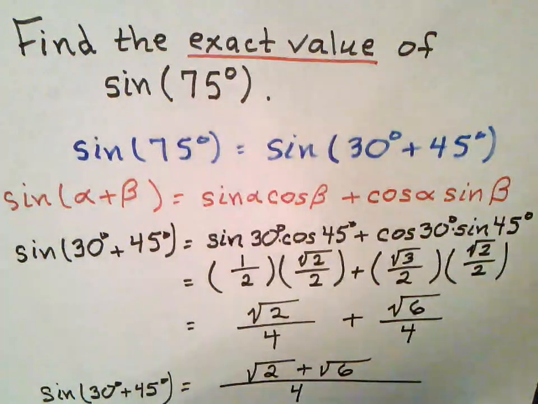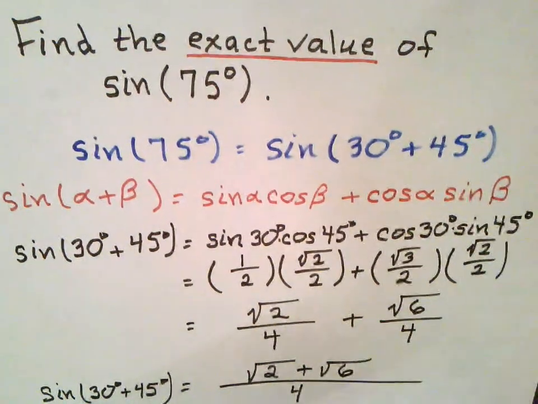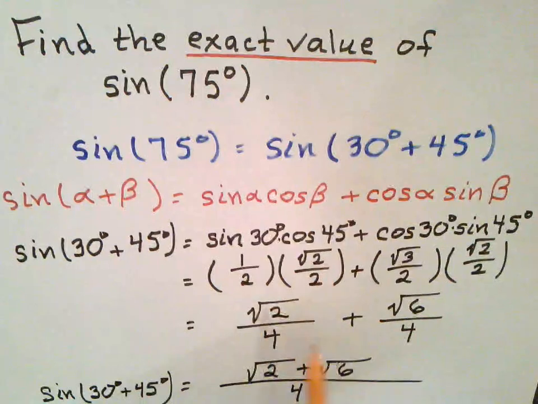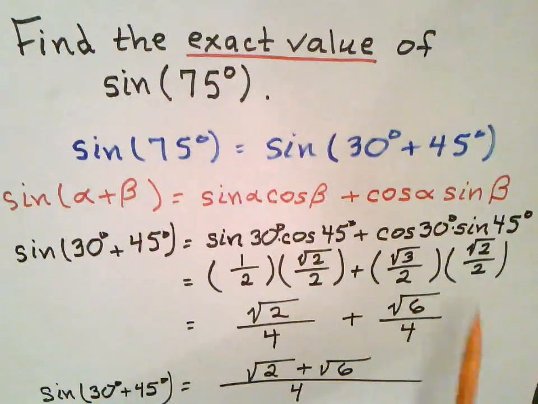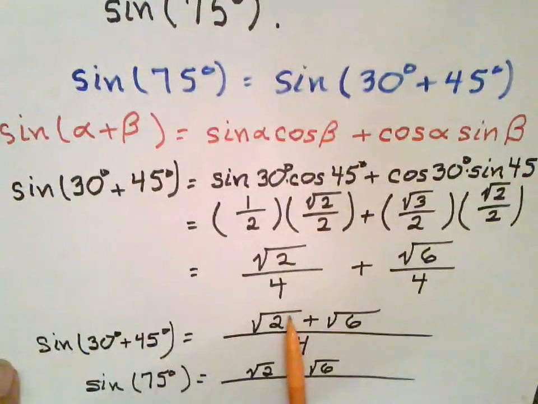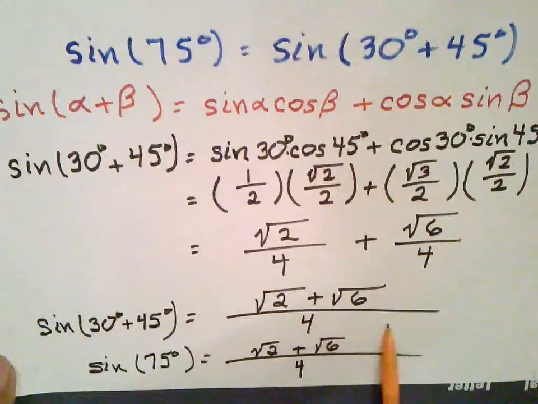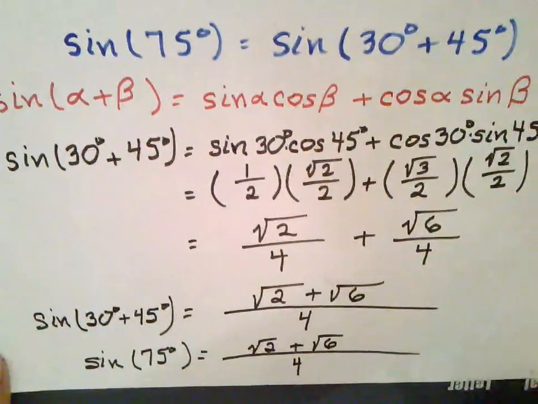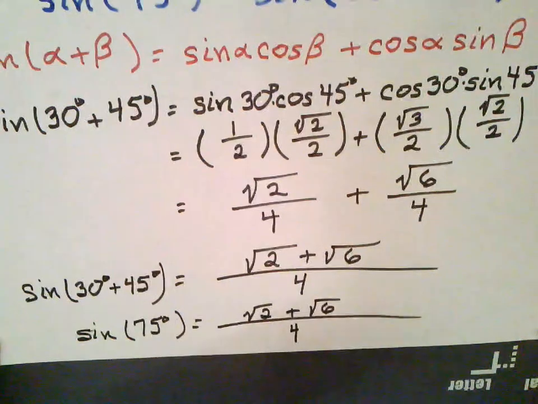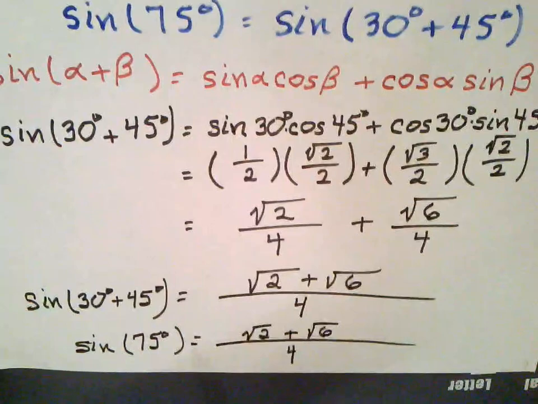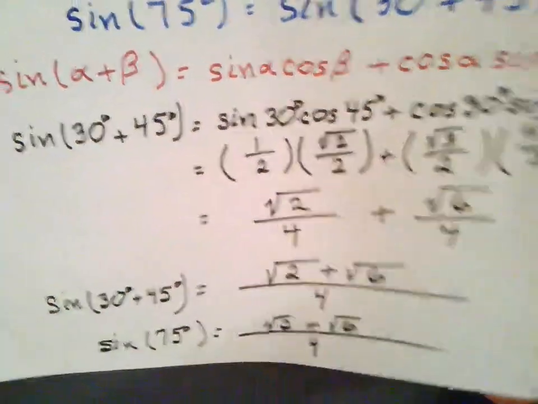And then I'm going to do the arithmetic. And 1 times the square root of 2 is the square root of 2. 2 times 2, 4. Square root of 3 times square root of 2 is square root of 6. 2 times 2, 4. I have like denominators, so I put everything over a common denominator. And I end up with the sine of 75 degrees will be equal to the square root of 2 plus the square root of 6, all divided by 4. And we have applied the sine sum identity.